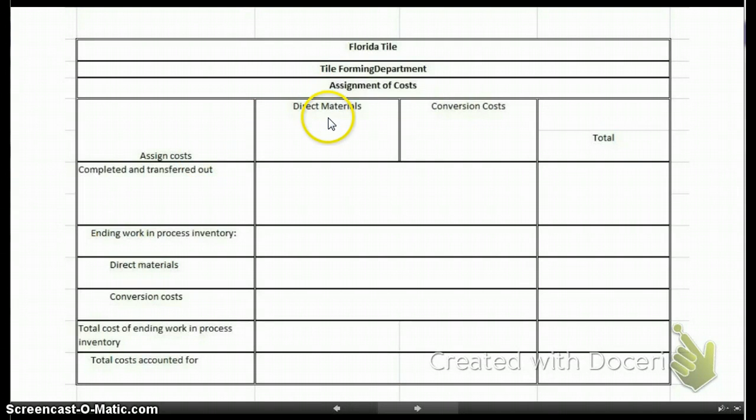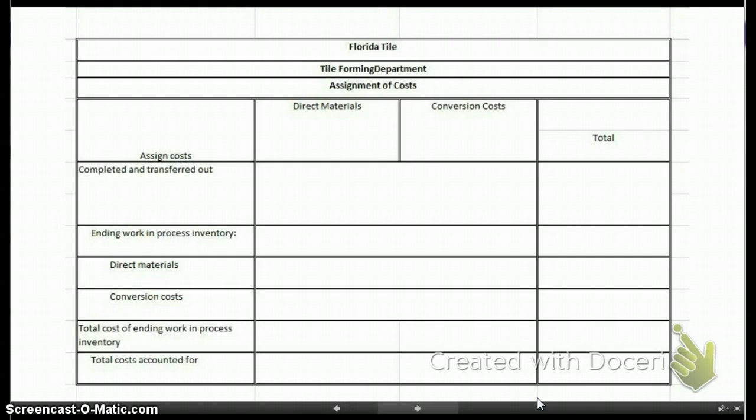Again, you're going to have two columns for direct materials and conversion costs, and then you're going to calculate how much cost for your completed and transferred out. And then you're going to have a section to calculate your ending work in process inventory. Ending work in process inventory would have to be separated into direct materials and conversion cost. And then finally, this total cost to account for, we're going to calculate that.